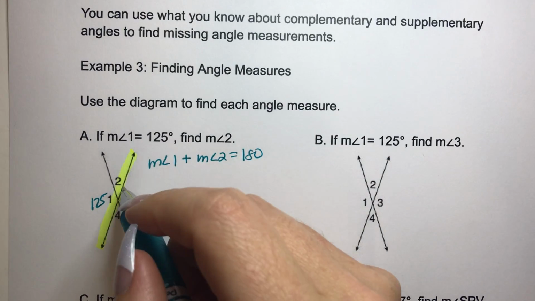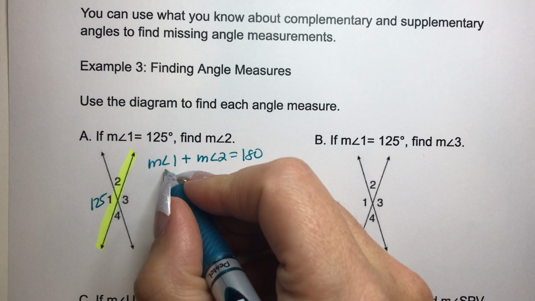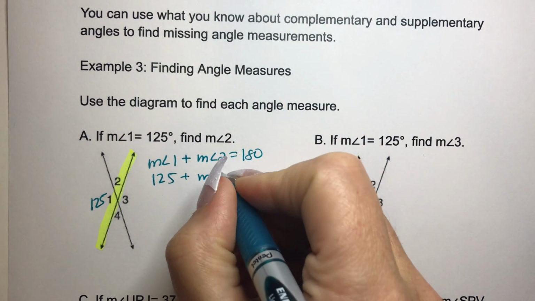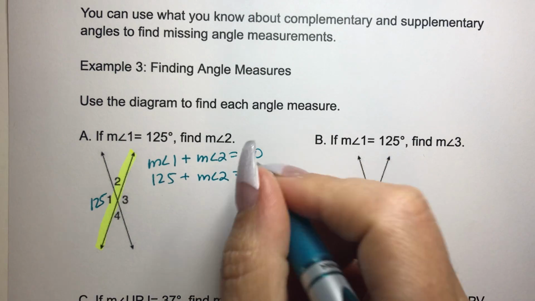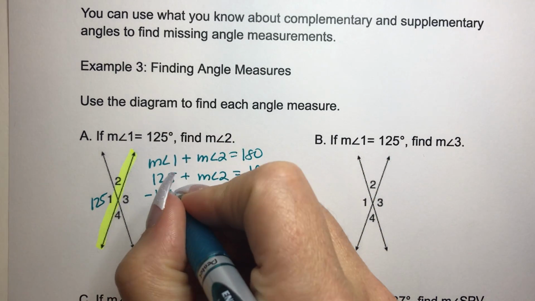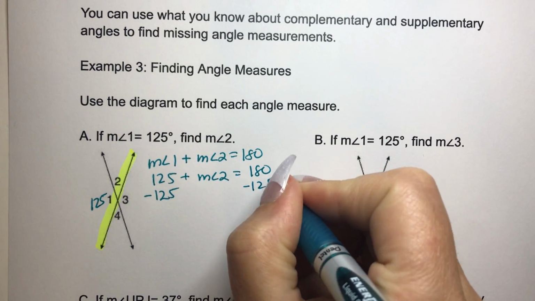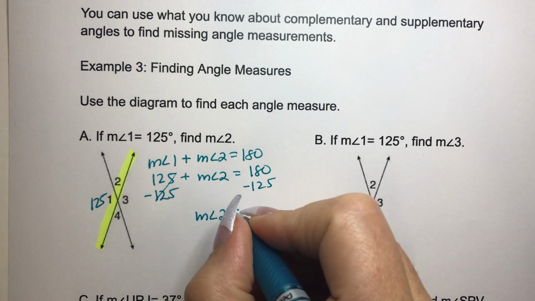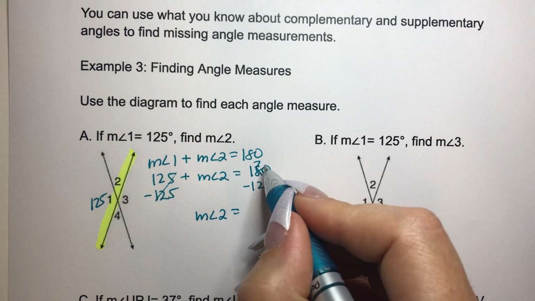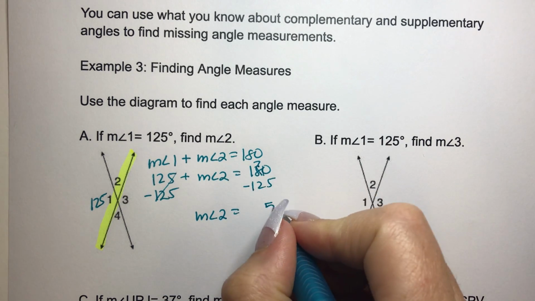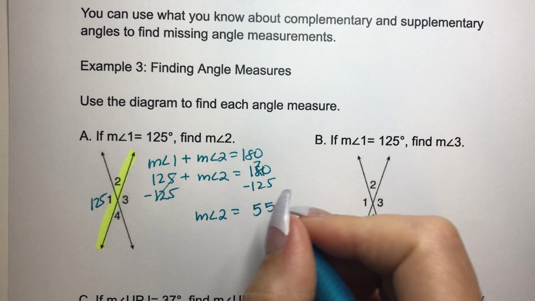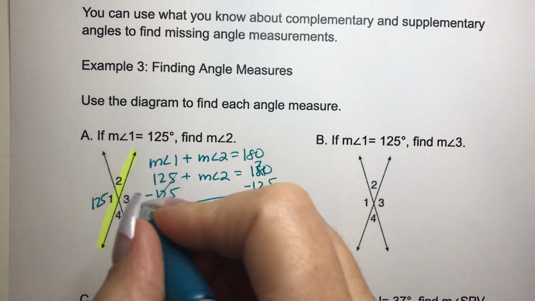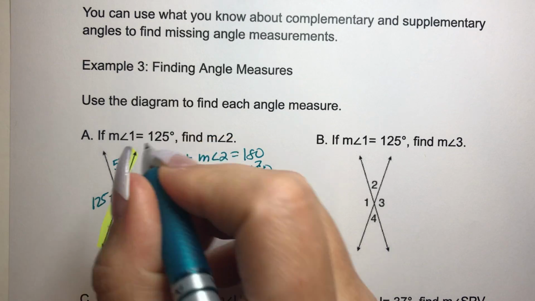We need to find the measure of angle 2, so we're just going to substitute 125 in for the measure of angle 1. Then we just have to get it by itself, so we're going to do the inverse operation, which is subtraction. That cancels. We're left with the measure of angle 2. I've got to borrow. 10 take away 5 is 5. 7 take away 2 is 5. So 55 degrees. That means the measure of angle 2 is 55 degrees.